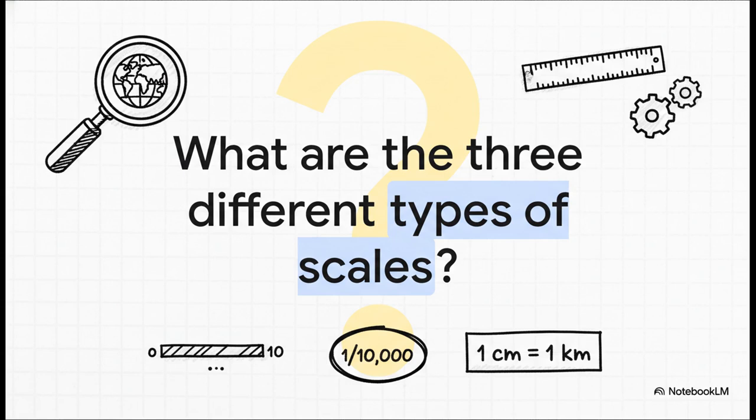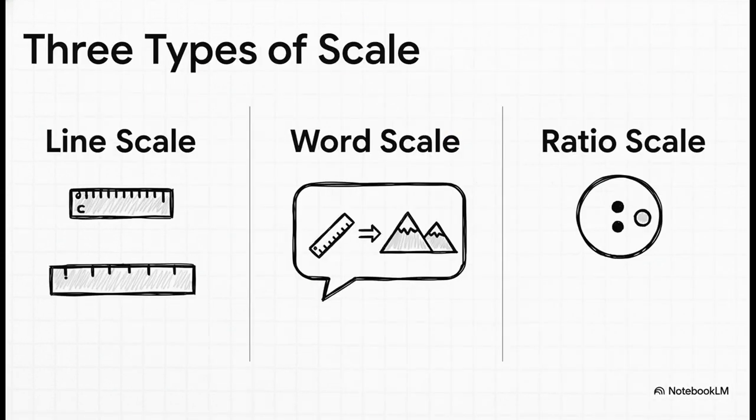So, we know what scale is, but how do maps actually show it to us? There are three main ways. Can you name them? Yes, you got it. There are three big ones. You've got your line scale, which looks just like a little ruler right on the map. Then there's the word scale, which literally uses words to tell you. And finally, the ratio scale, which just uses numbers.